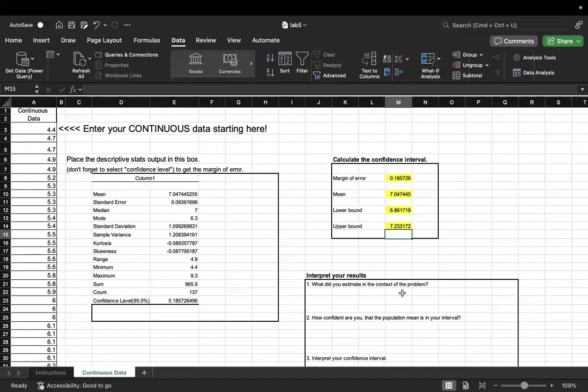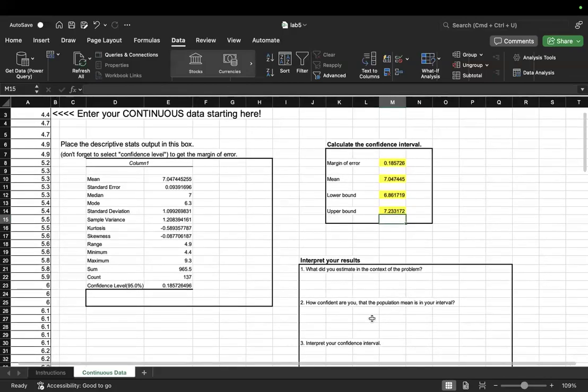What I'm estimating is the population mean earthquake magnitude. So you are estimating the population mean of something, or you can say the actual mean. I don't care if you say actual or population, but that's what you're estimating. I'm estimating the actual mean magnitude of earthquakes. That's what I'm estimating. Okay. How confident am I? I'm 95% confident. That's all you need to put there because that's my confidence level.